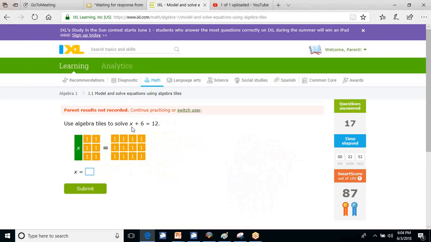All right, so this one is x plus 6 is equal to 12. So you're going to do the same thing, carry the numbers to one side. So x is equal to 12 minus 6. So 12 minus 6 is 6. So x is equal to 6.